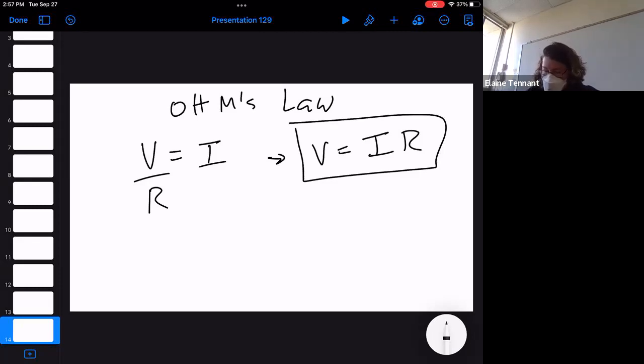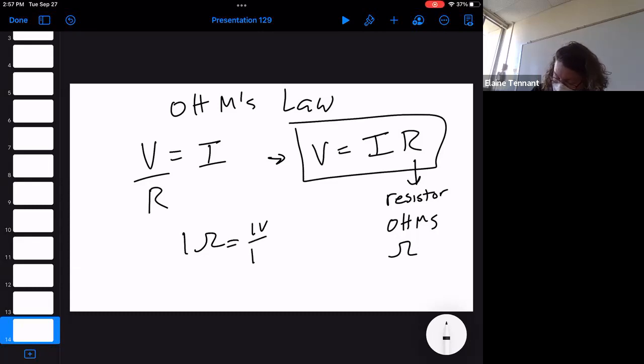Things we need to talk about here. One is I introduced this whole R, resistance. So R is a resistor, and it's measured in ohms, which you use that Greek letter omega for. What to tell you about this? 1 ohm is 1 volt per 1 amp.